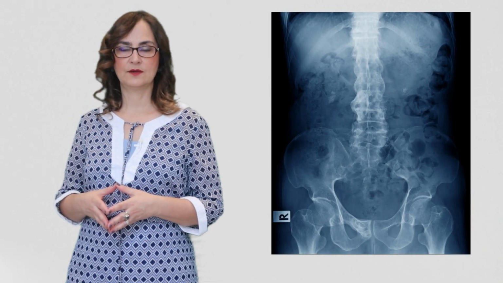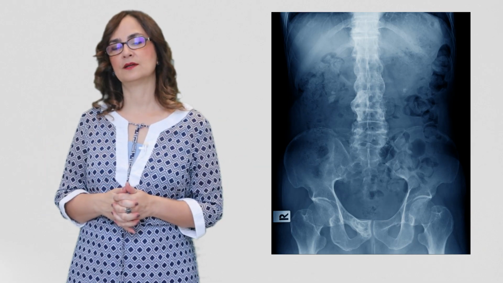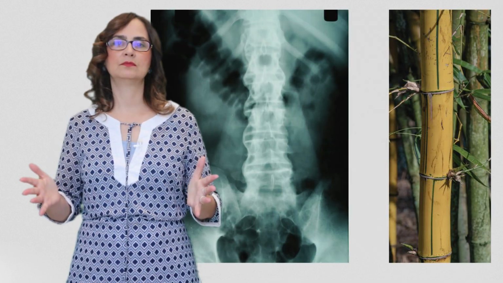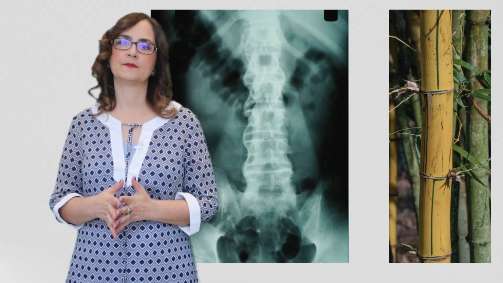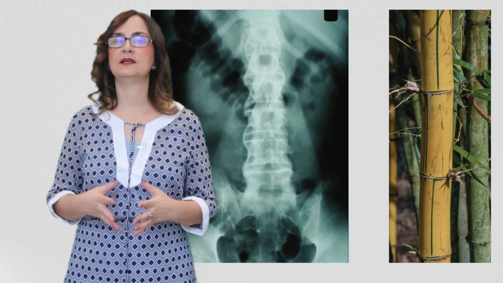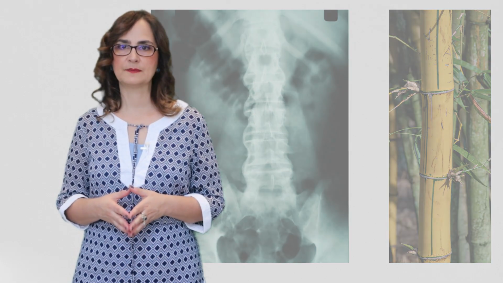The imaging test that we order usually starts with an X-ray of the spine. It could be the cervical spine, thoracic, lumbar, and also an X-ray of the sacroiliac joint. If we see what we call bamboo spine, then we know the bones are already fused. And this is very likely 7 to 10 years after the ankylosing spondylitis has started.